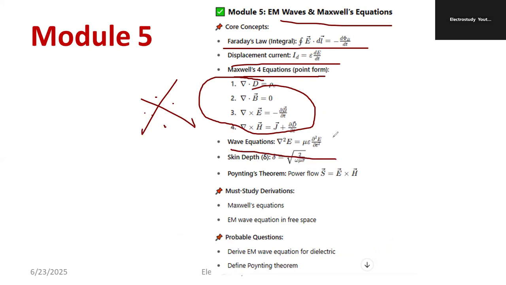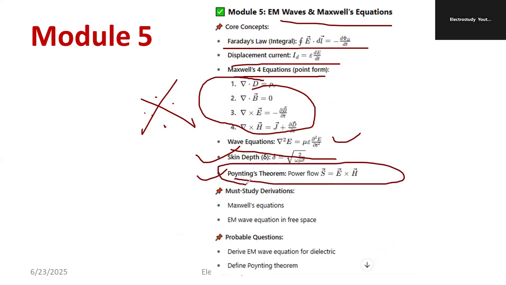So wave equations are also important. Then skin depth, the equation for the skin depth, and Poynting theorem. Poynting theorem is one of the sure short questions, evergreen questions I can say. Then the must-study questions are Maxwell equations and EM wave equations in free space.